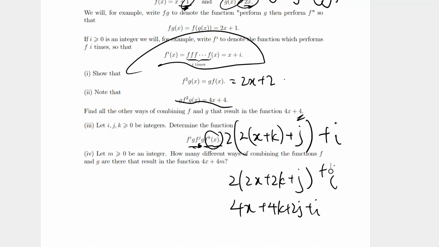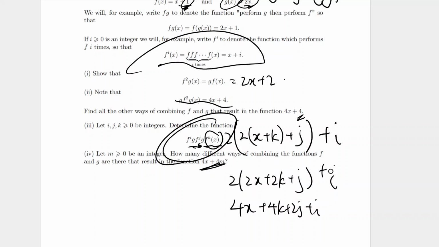Okay. So now, I want 4x plus m, right? Look at the next part. I want 4x plus m. So I need to do g 2 times essentially. If I have to do g 2 times, then my combination has to be in the form that part 3 suggested. It has to be f somewhere. Okay, and from part 3, I know that it takes this form.